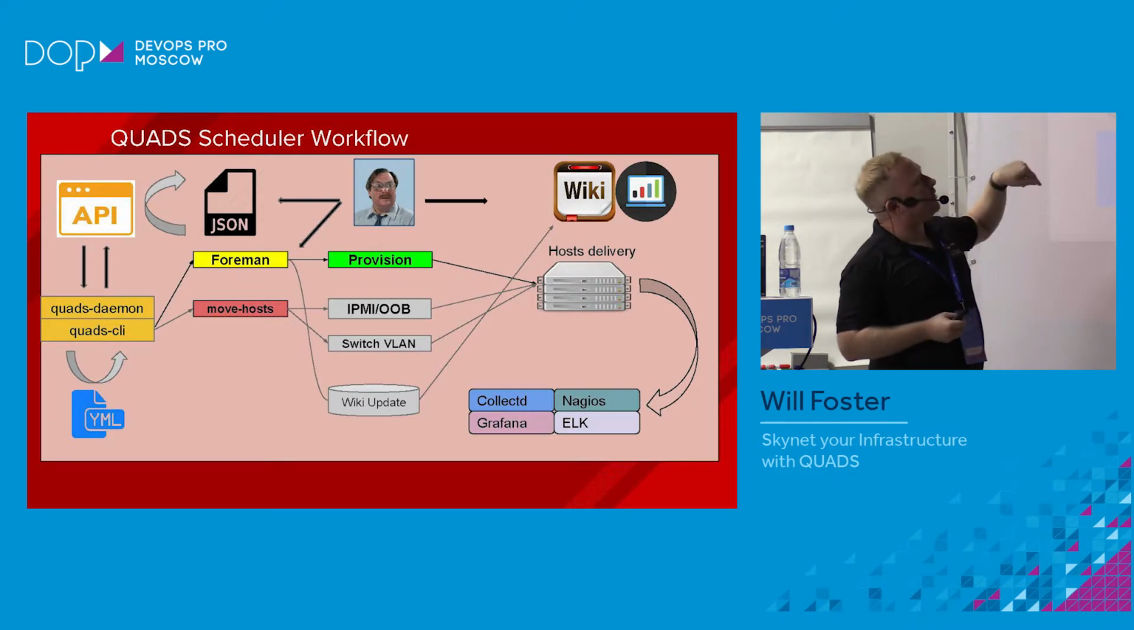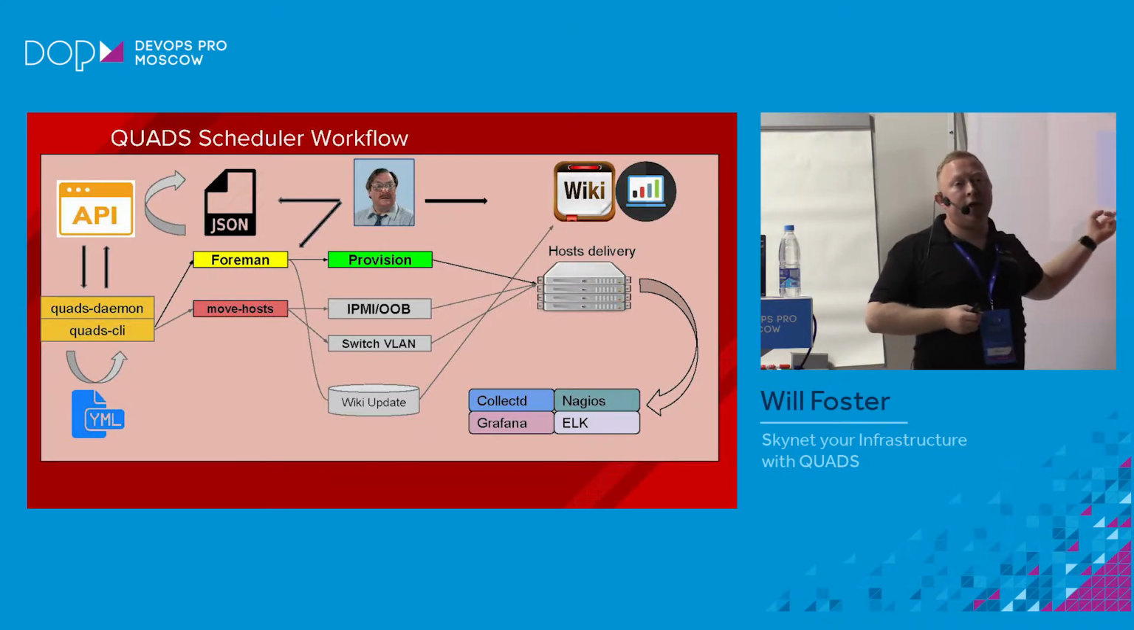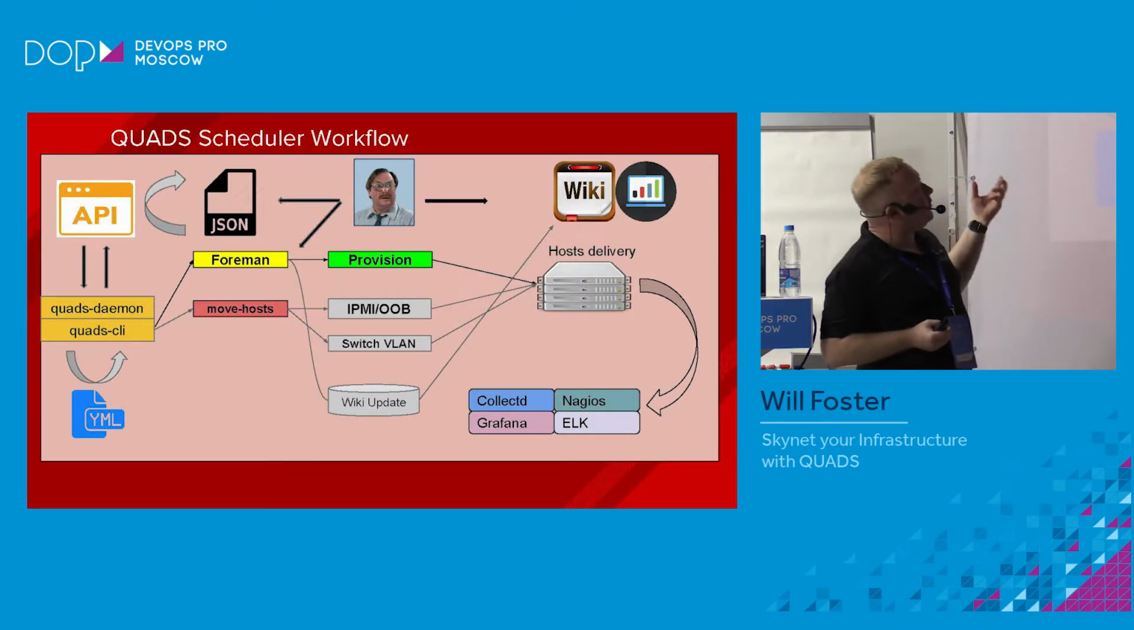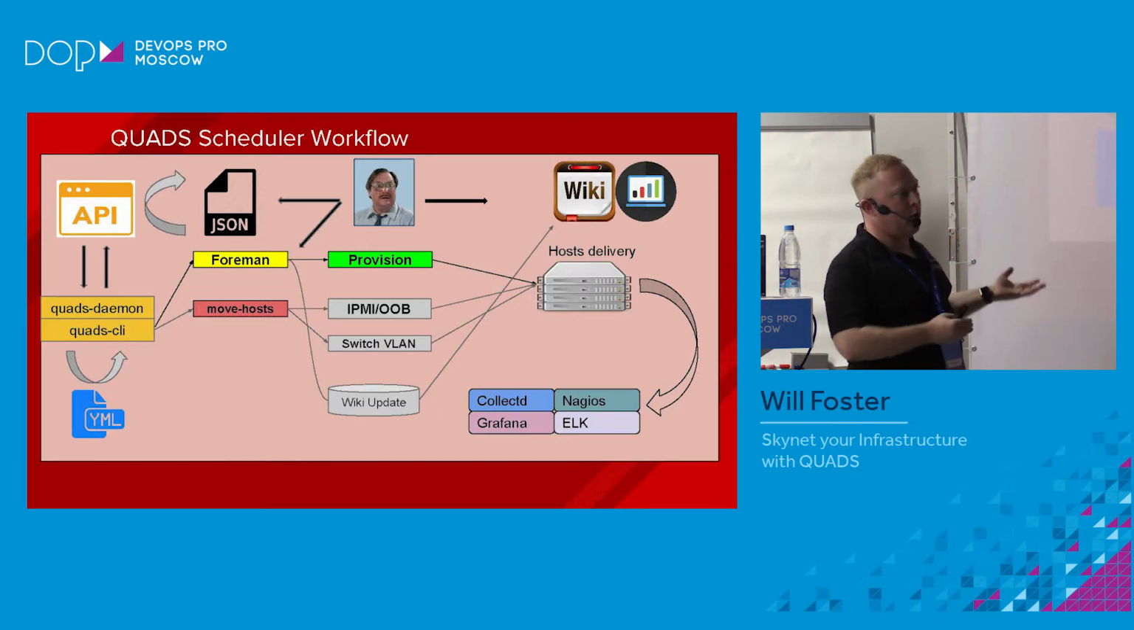And the way he interacts with QUADS is through an HTTP API. There is a daemon service, and then there's a CLI client. It basically makes API calls to the daemon. The daemon manipulates a YAML schedule, which holds key value pairs describing the environment, the switching, the ownership attributes of the environment. And this maintains sort of the when, the where and the who of the environment.